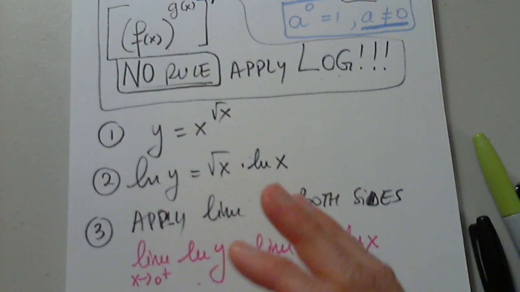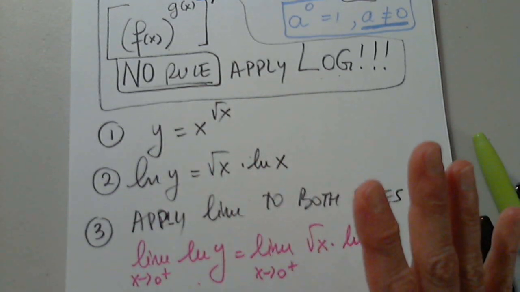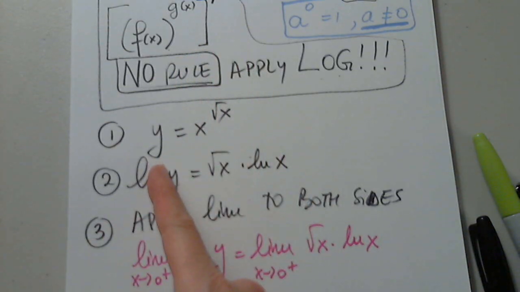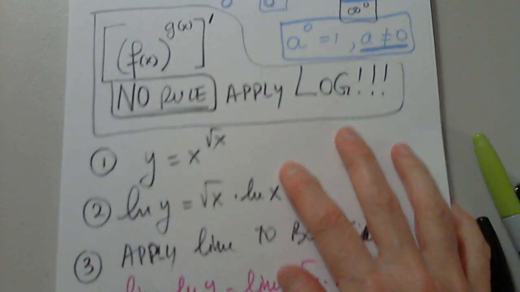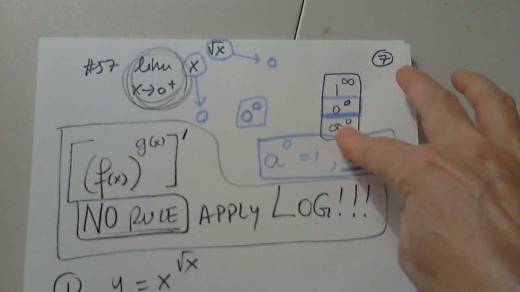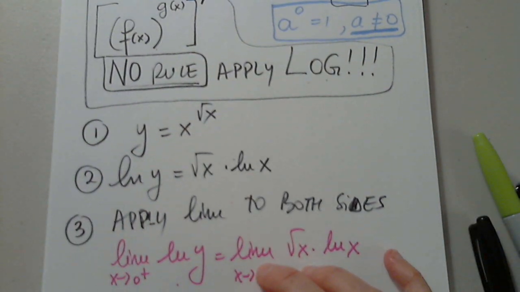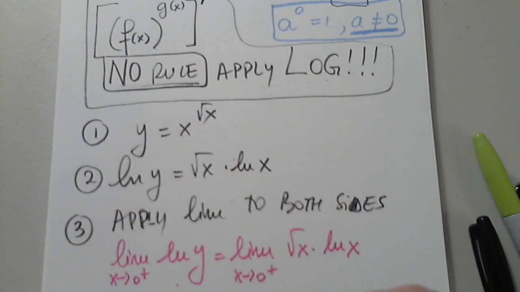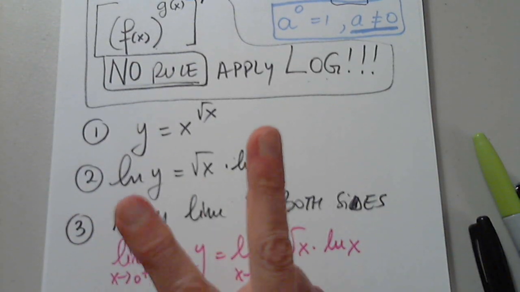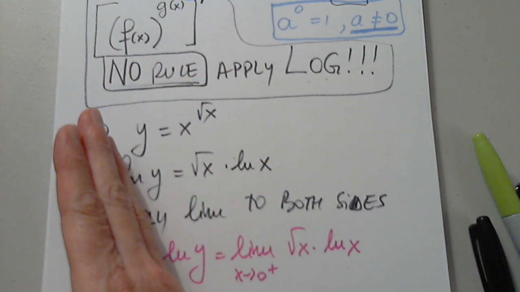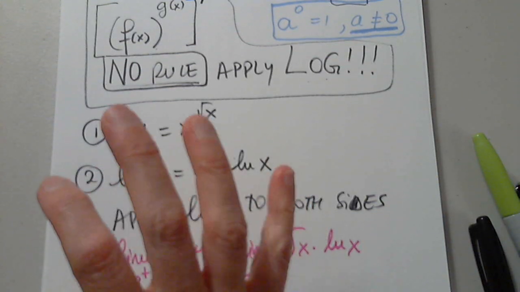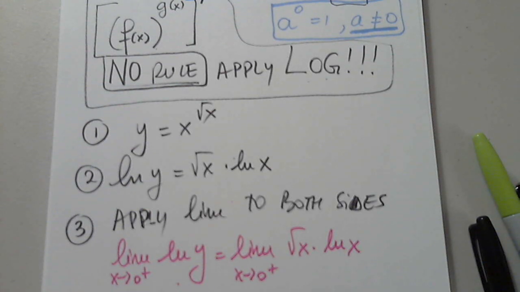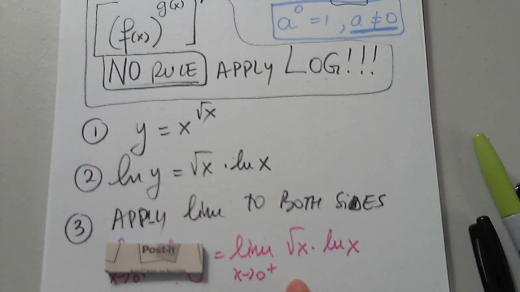So again, there's so much more to it, but let's go back and summarize. Number one, I take the function and name it y. Step two, every time I have one of these, step one, because they are similar to this. So step one, I name the function y. Step two, I apply natural log to both sides. Step three, I apply limit to both sides of this. Leave this alone. Don't even look at it. Let's find this limit.